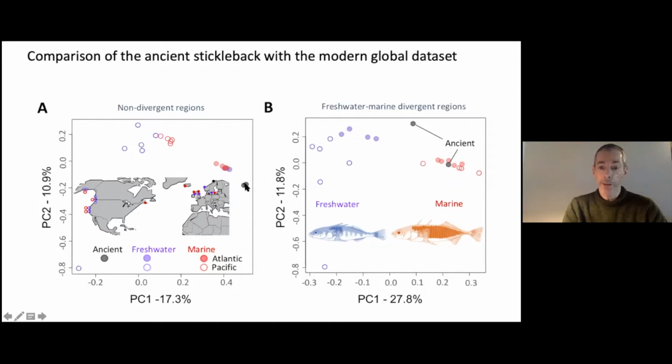And I should say that the modern samples, when we just choose a single modern sample from Lake 1 and Lake 2, from our Norway site, or the fjord, they also cluster out here. So this isn't an artifact that the two ancient samples cluster further out than the rest of the Atlantic samples. It just seems to be a bit of structuring within the Atlantic. And we can see also that the two ancient samples, when we're looking at the freshwater marine divergent regions, appear to have marine genotypes. So we can imagine that they probably had a marine phenotype when they were alive, so had bony armor plates, for example.